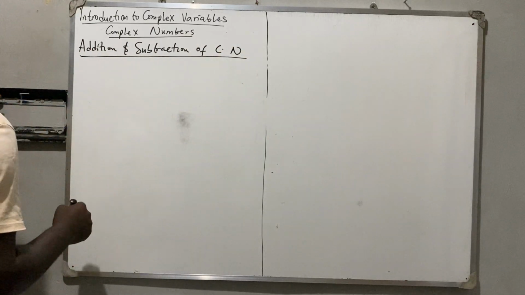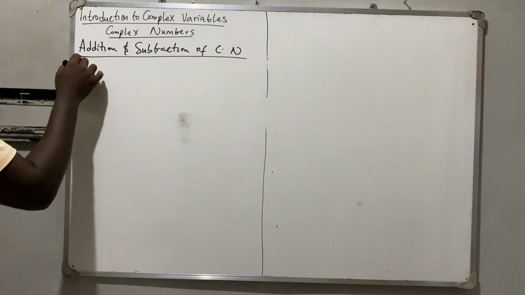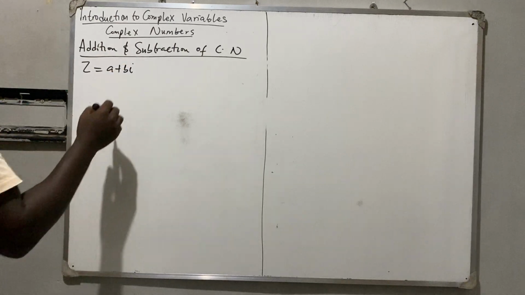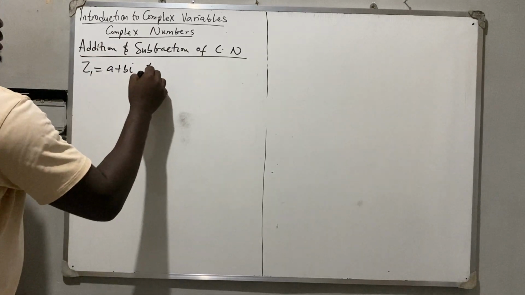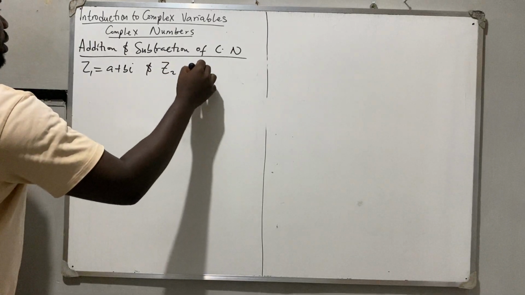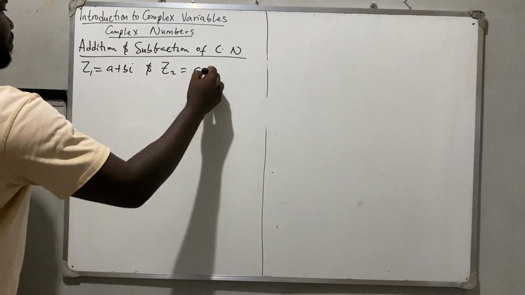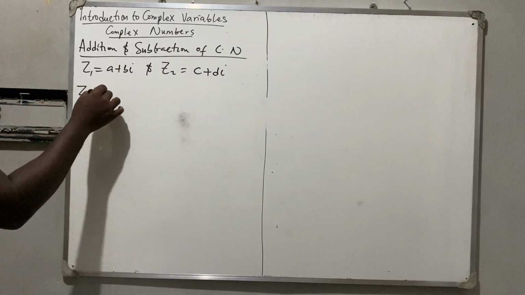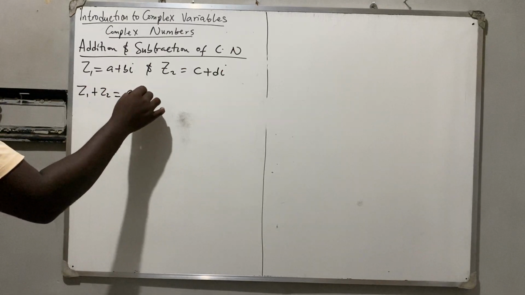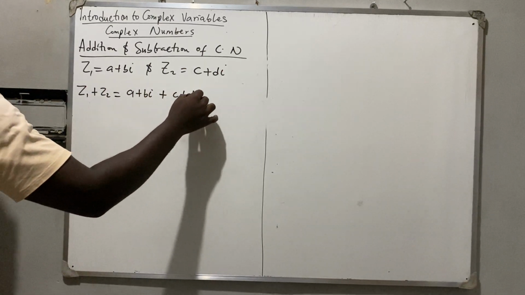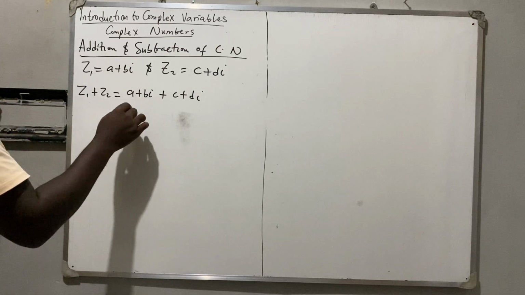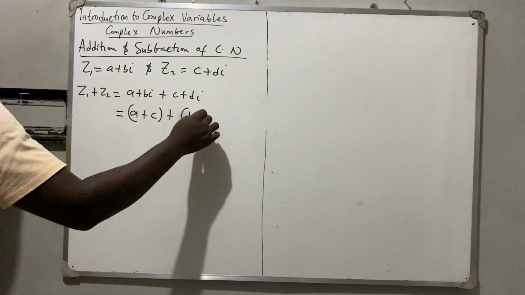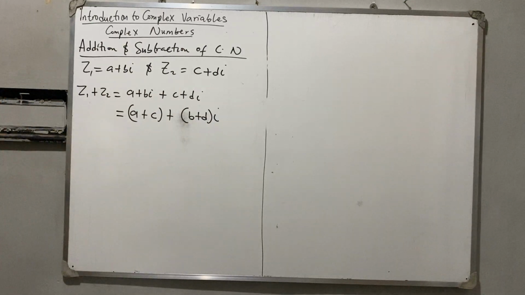Okay, so now if I have, let's say, z1 is equal to a plus bi, and z2 is equal to maybe c plus di. Anytime you want to add complex numbers, maybe you want to add z1 plus z2, which is to add a plus bi plus c plus di. The way we add complex numbers is that the real part we add to the real part, and the imaginary part we add to the imaginary part. That is the only way we add complex numbers.